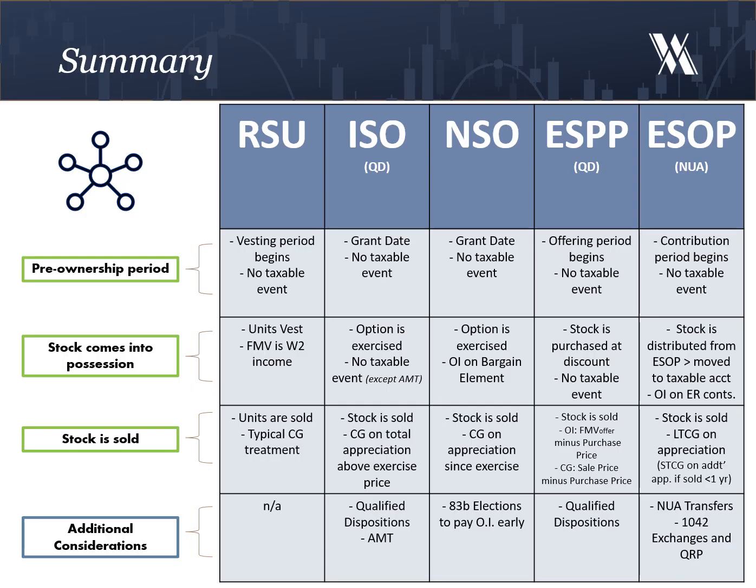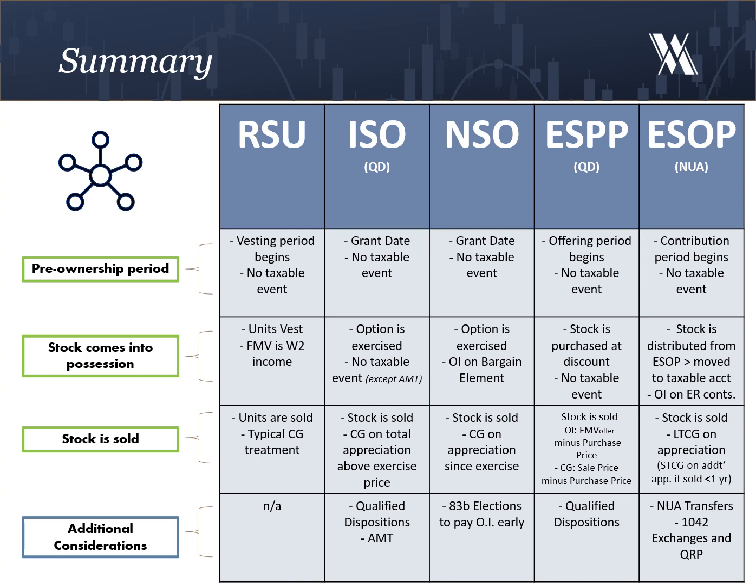This chart summarizes the 5 most common methods of transferring stock ownership to employees and what happens when the value of the stock increases over time. Each example can be analyzed through the framework of what happens before you own the stock, or the pre-ownership period, what happens when you actually own the stock, and then the day the stock is sold.